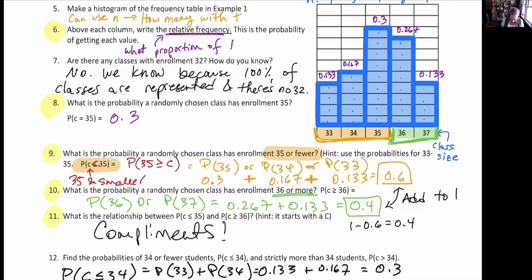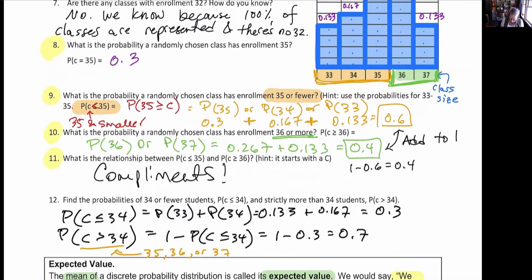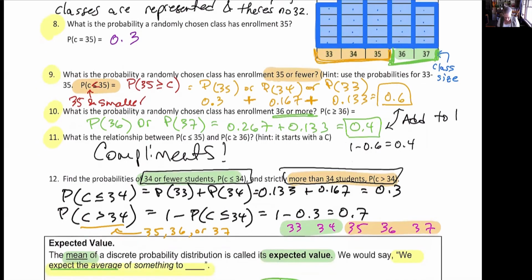Going to number 12 then, if we're looking at the probability of 35 or fewer students, 34 or fewer, and then more than 34 students, we're essentially doing the same thing we just did above with a slightly different order. Our options are 33, 34, 35, 36, or 37. 34 or fewer is these, 34 or 33. But more than 34 is 35, 36, or 37. That's kind of something unique with discrete probability.